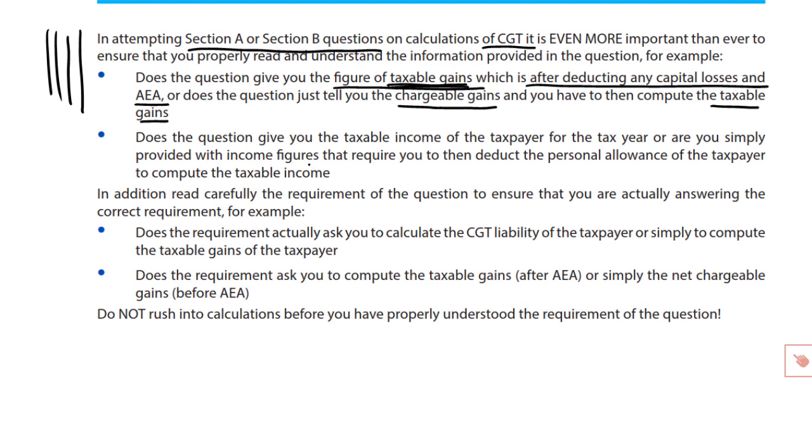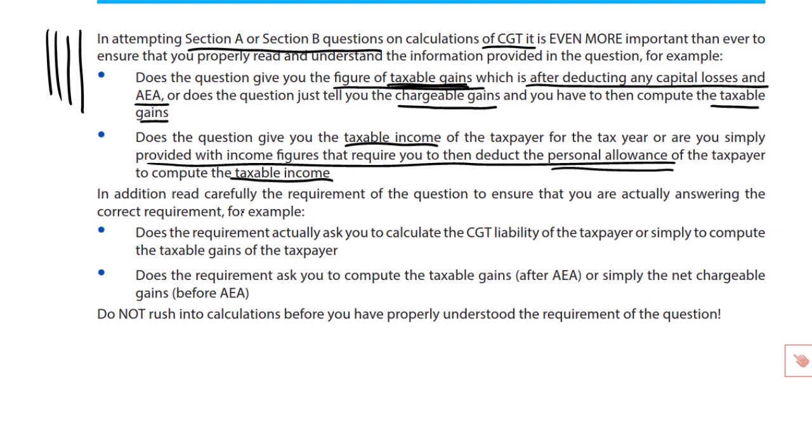So, does the question give you the taxable income of the taxpayer, or does it provide you with income figures that require you to deduct the personal allowance? Do they give you the total or net income figure, or the net figures of income themselves, that allow you to firstly get that total and net income, away from which you must deduct the personal allowance to come up with the figure of taxable income? So they could give you the gains, the taxable gains, the income, or the taxable income. You need to know which it is.